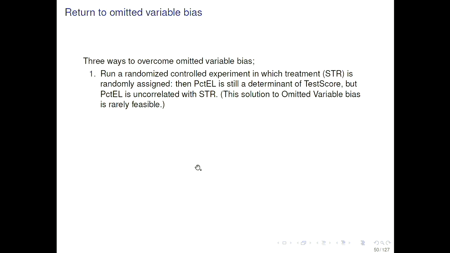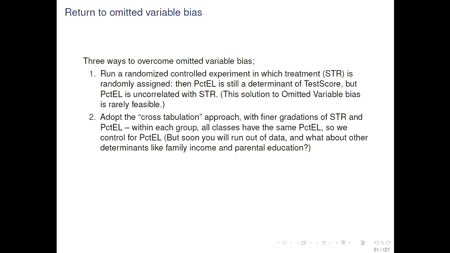Actually, there are three ways to overcome the omitted variable bias. The first one is, if possible, we can run a randomized controlled experiment. But again, this is really ideal, and this solution to omitted variable bias is rarely feasible in the real world. We are not supposed to dictate randomly where those families live, right? So in many real situations, the first solution is not feasible. This is only an ideal solution.